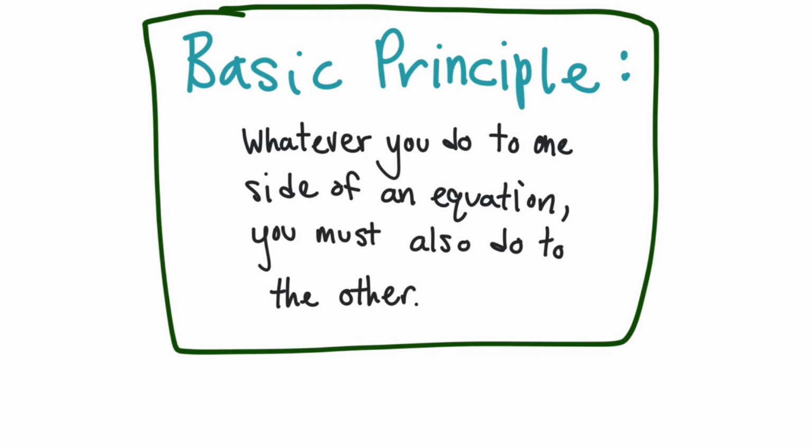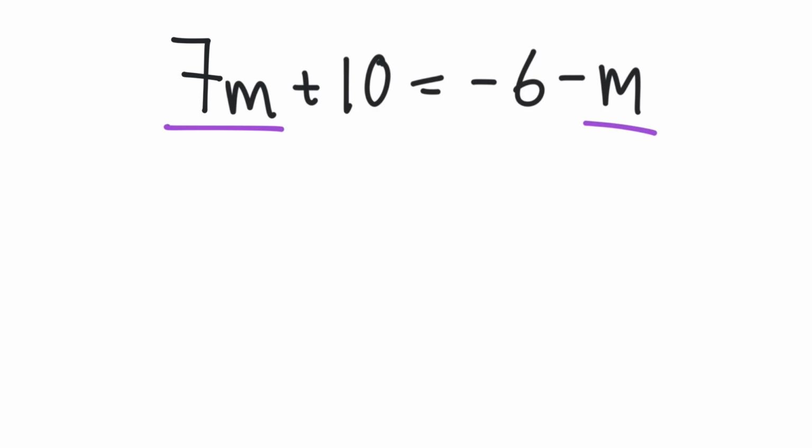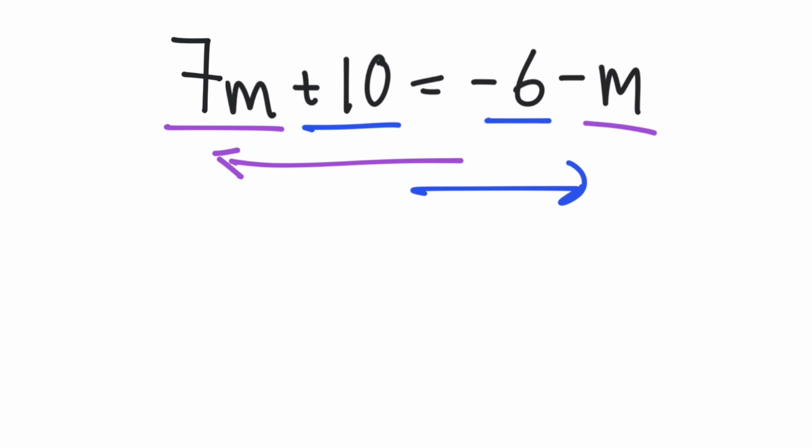Here we want to solve the equation 7m plus 10 is equal to negative 6 minus m. In order to solve this, we first want to have all of the terms involving an m on one side of the equation and all of the terms which are numbers on the other side of the equation. Here we're going to choose to move the terms containing an m to the left side of the equation and the numbers to the right side.